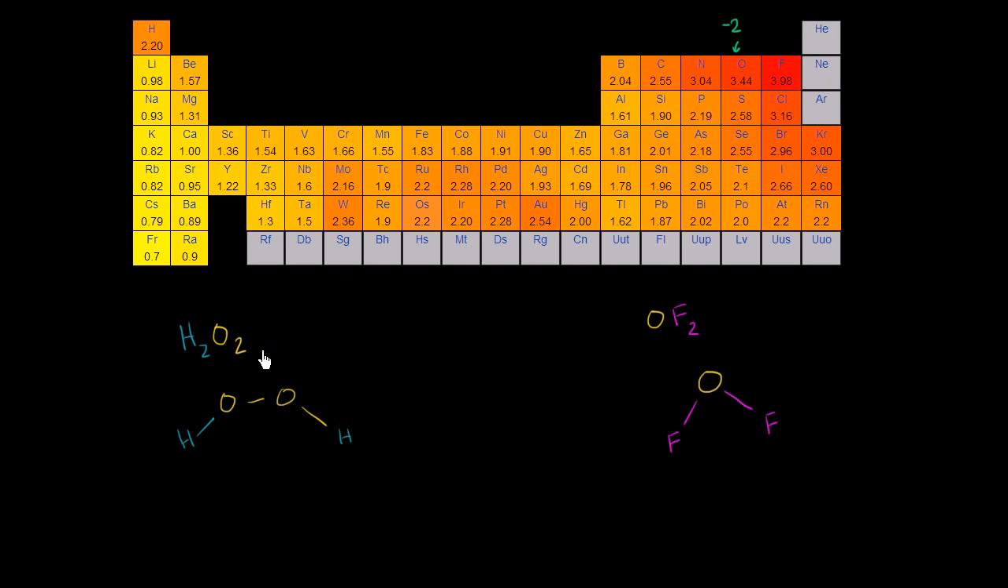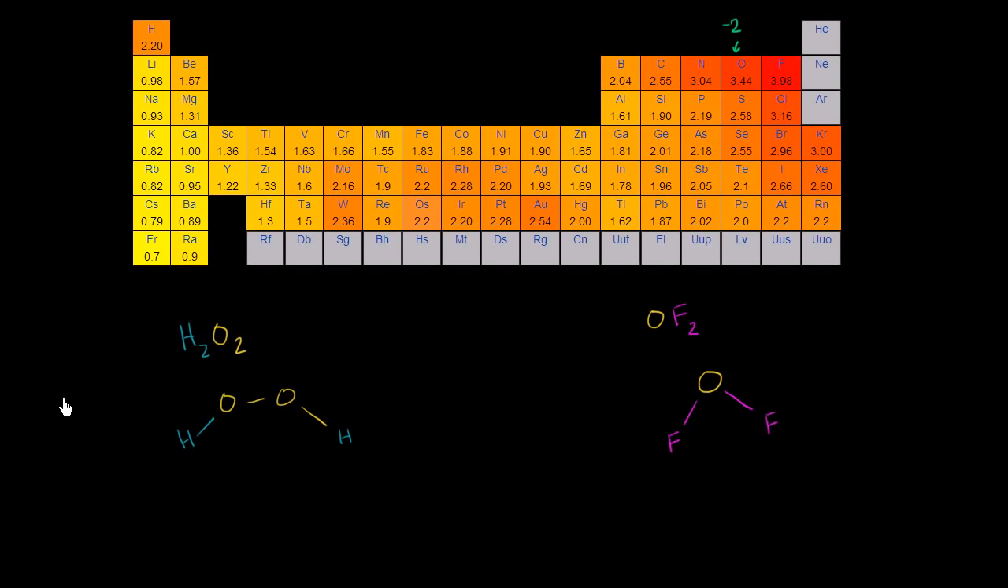But what's interesting here is that oxygen isn't purely bonded to things less electronegative than itself. In the hydrogen peroxide, yes, it is bonded to the hydrogen, but it's also bonded to another oxygen. Obviously, these two are going to be equally electronegative. So what would be the oxidation states or the oxidation numbers here?